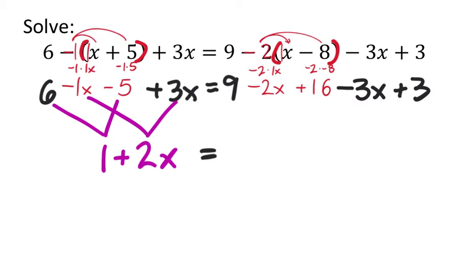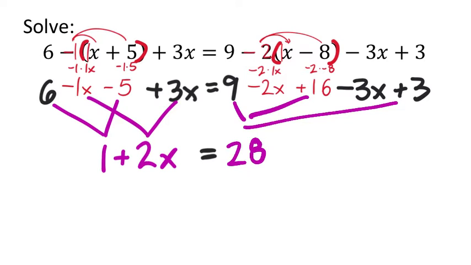Okay, now the equal sign. So we've combined all the like terms on the left. Now I must combine all the like terms on the right. And my first term on the right is a constant, so I'm just going to focus on the constants. 9 plus 16 plus 3. I get 28. Next, my x's. -2x and -3x. How many x's is that? That's -5x.